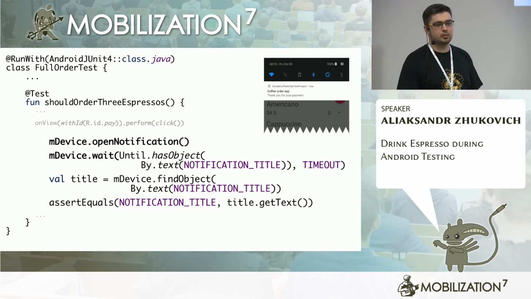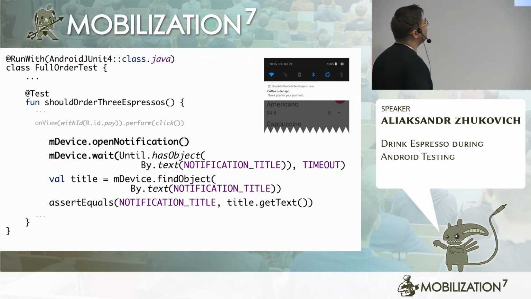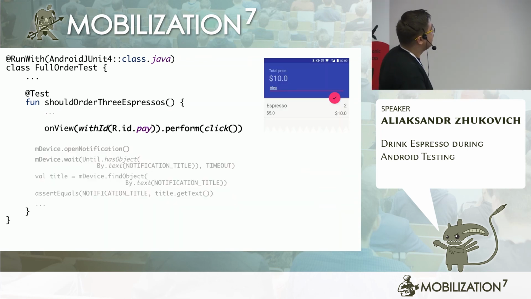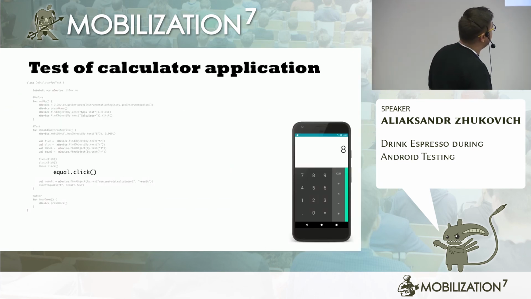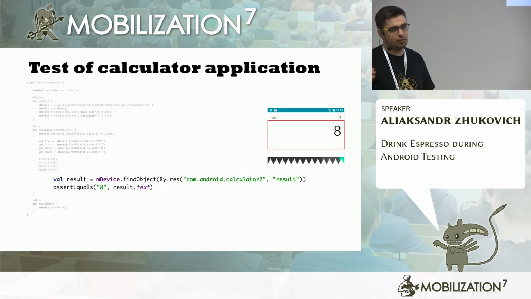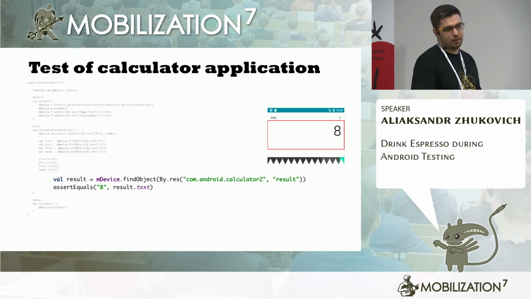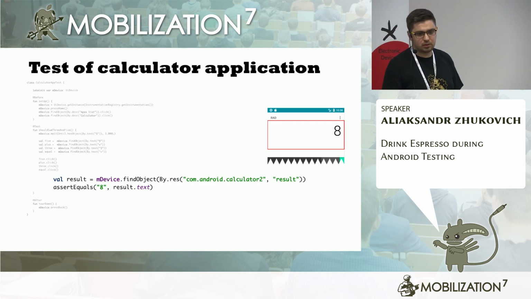I have a question. Do you search by text, right? If I have 5 views with the same text. Probably something is wrong with your user experience. But you can use some resources. It's the package plus your view ID, and the ID should be unique, and it solves your problem.